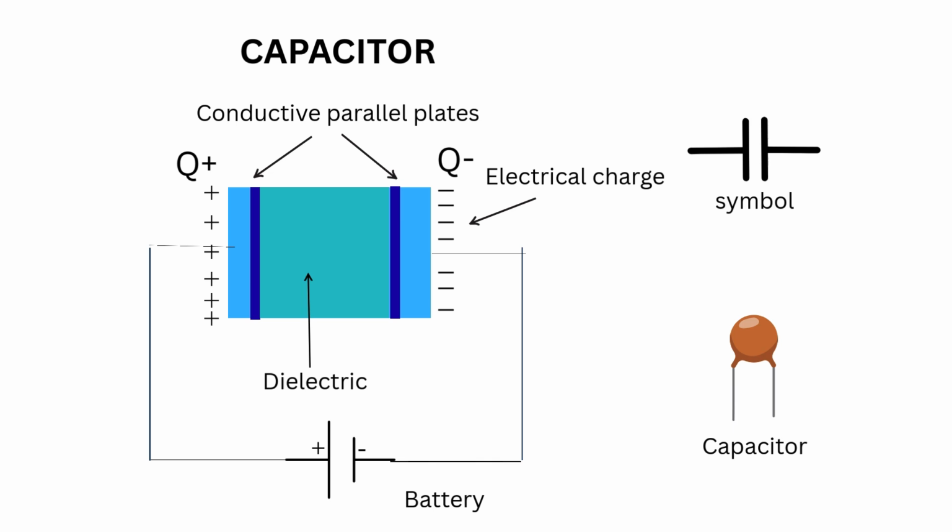Capacitor. A capacitor is a device that stores electric charge and energy, like a rechargeable battery, but works on different principles. The basic structure of the capacitor is two conducting plates separated by an insulator or dielectric. How it works: when connected to a battery, the positive plate accumulates positive charge +Q, and the negative plate accumulates negative charge -Q. That creates an electric field between the plates, and energy is stored in this field.